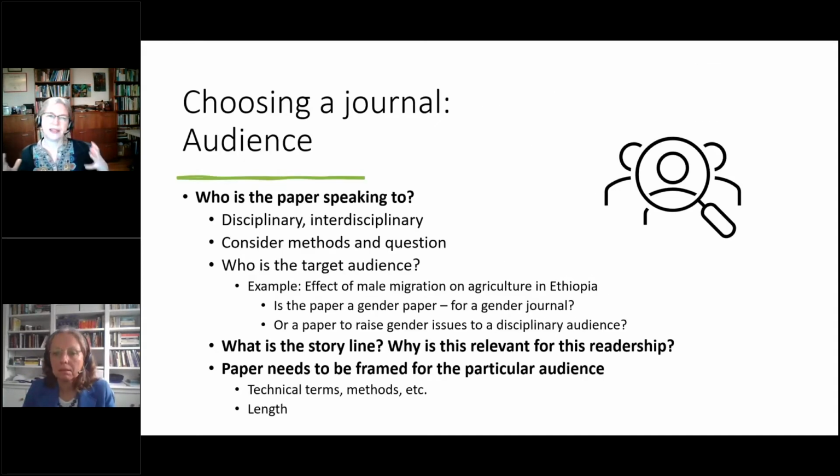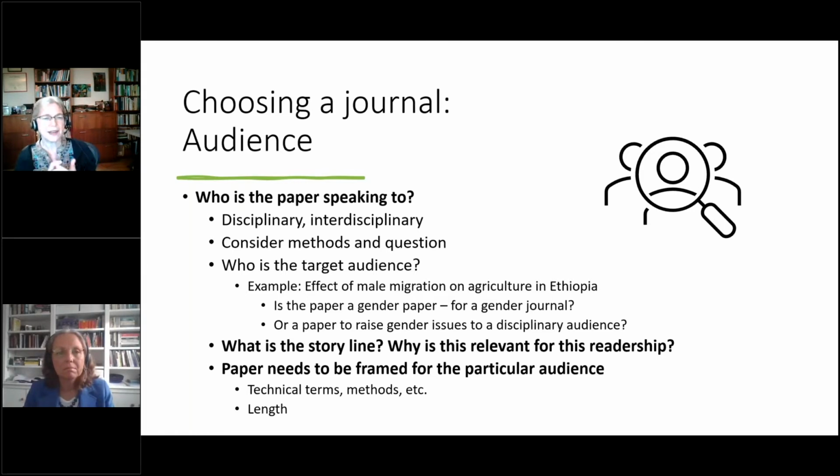So the first thing to consider when choosing a journal is the audience. Who do you want the paper to reach? Is it a disciplinary audience in a particular field, even maybe something like land economics, not all of economics? Or is it a very interdisciplinary audience that you want to reach? And that is related to both the methods you're using and the questions you're asking.